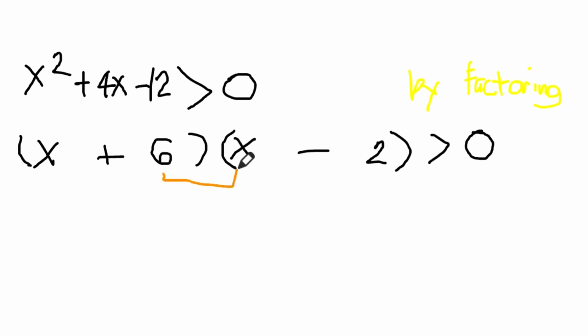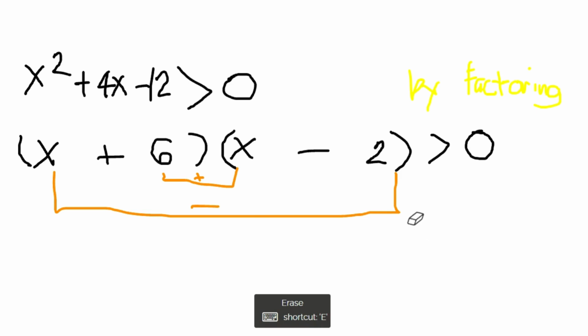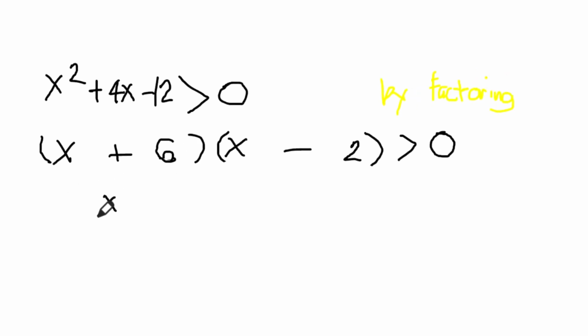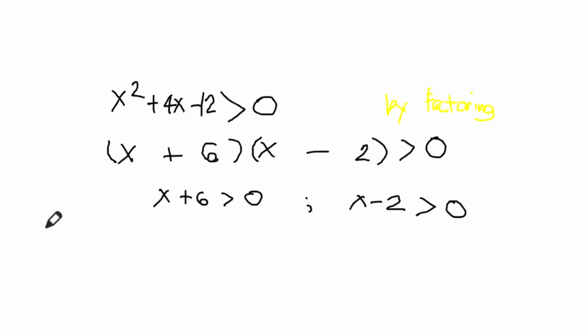Mentally, you can just simply put positive x and the other one is negative. This is for the mental strategy only because 4x is in the middle. So we're just going to put the x in a detailed manner. X minus 2 is greater than 0.